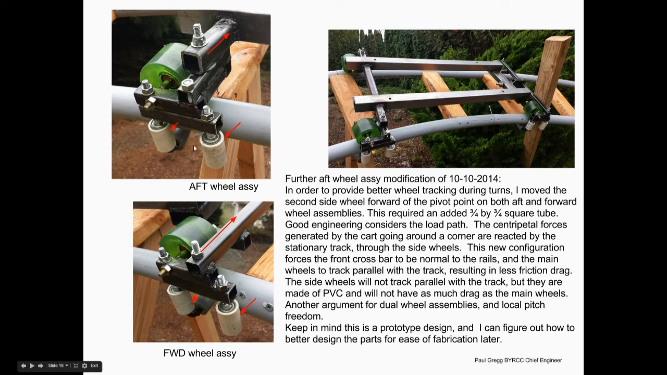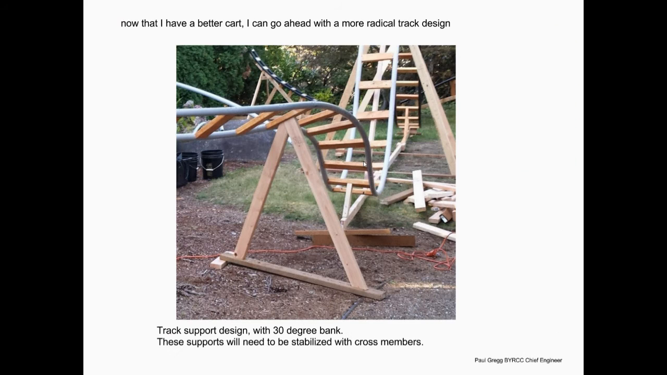This is the aft wheel assembly. This is the forward wheel assembly. I did have to end up putting more side wheels on it, so it'd be better. That became obvious as I started experimenting with this on the track.